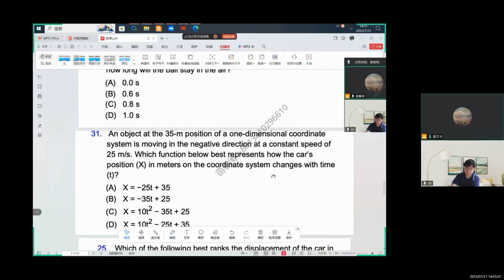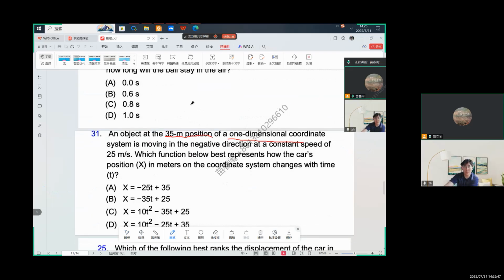31. I didn't understand this question. It's not exactly the same thing as the previous one. We have to draw this. He said an object at 35-meter position of one-dimensional coordinate.